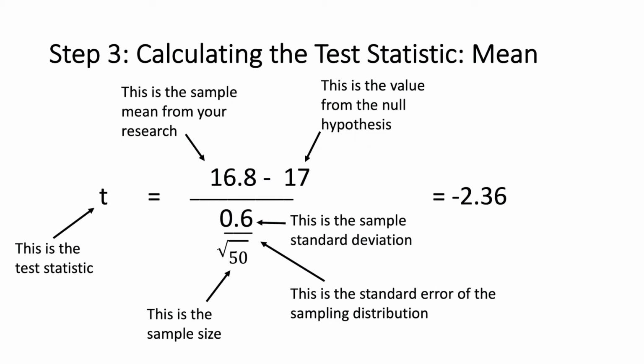Here I'm just going to cut to the chase and show you those calculations. It's a t-statistic because it's a hypothesis test about a mean value. And it's 16.8, that's the value from my research, minus 17, which is the value from the null hypothesis. I'm dividing that by the standard error of the sampling distribution, which is 0.6, that's the sample standard deviation, divided by the square root of the sample size, which is 50. So here I'm getting a t-statistic of minus 2.36.